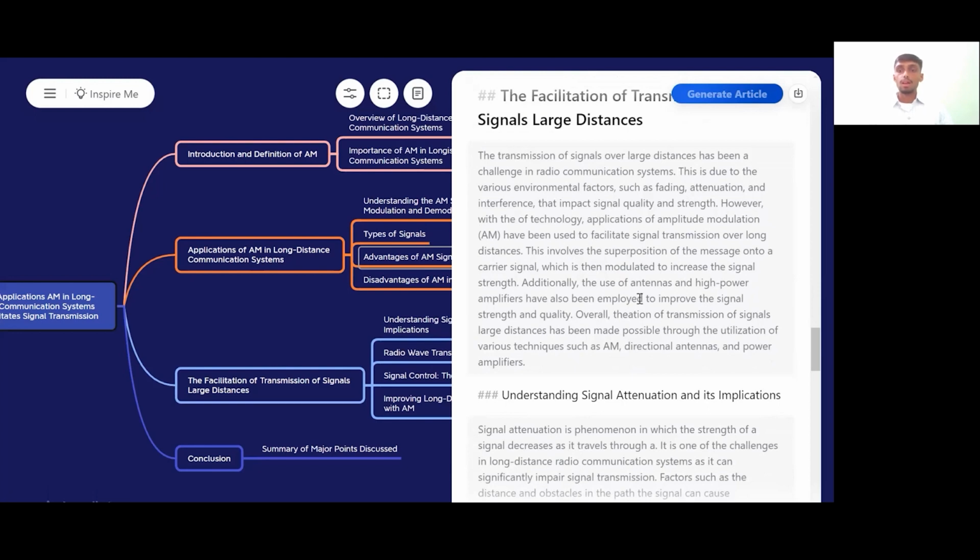Overall, the transmission of signals over long distances has been made possible through the utilization of various techniques such as AM, directional antennas and power amplifiers.